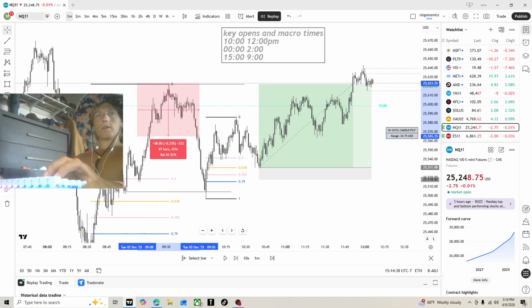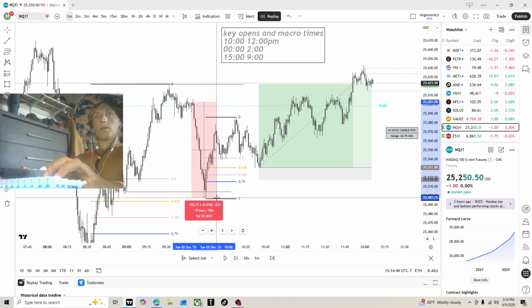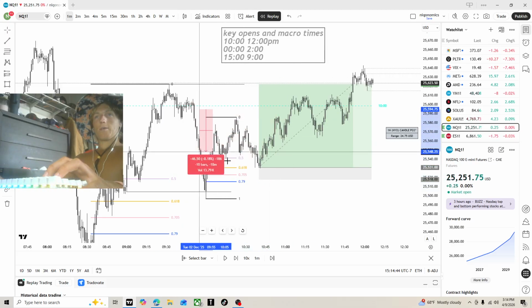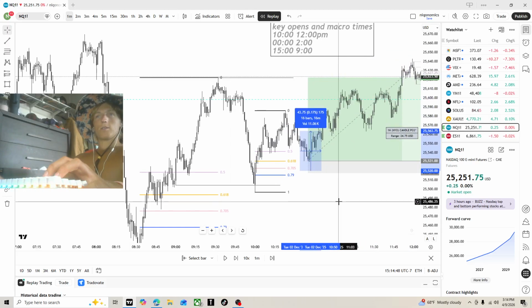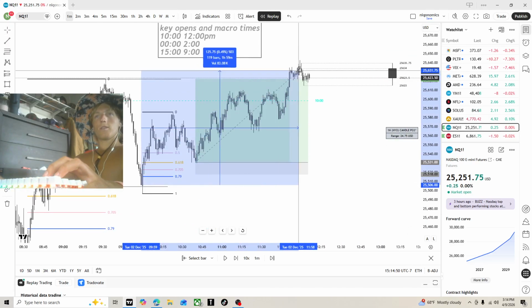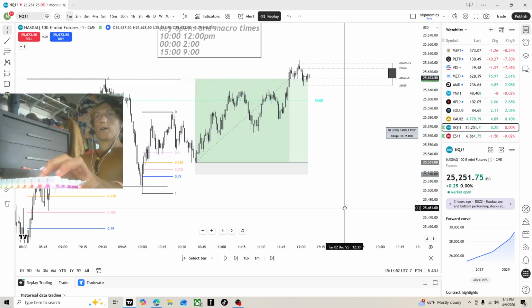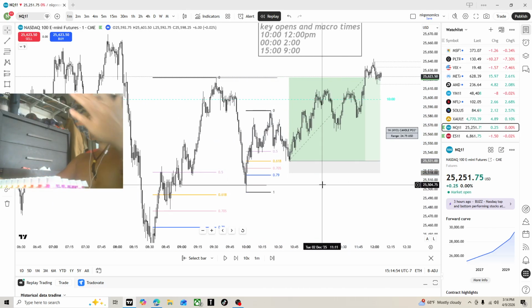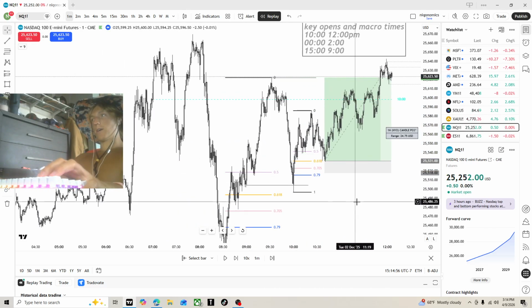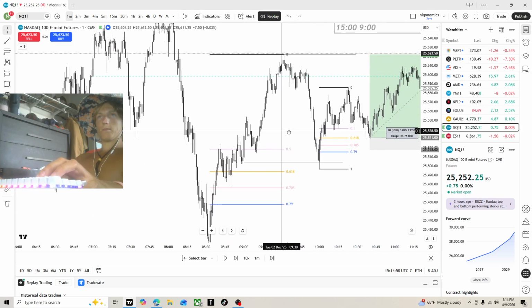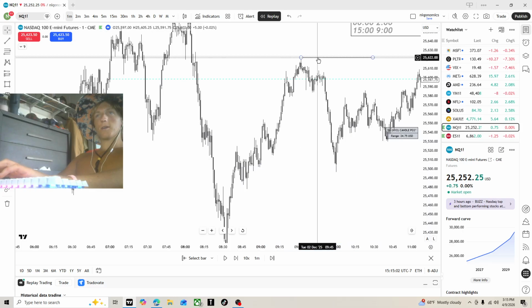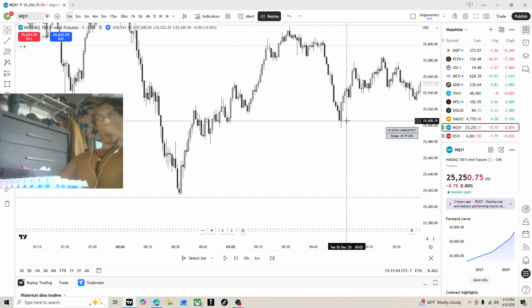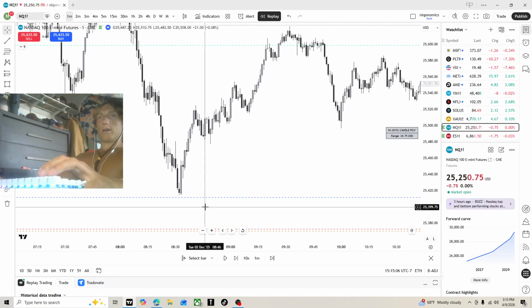accumulation up here, and then we manipulate lower, take out these lows, and then right here is just accumulation, and then we just deliver up. The delivery is from this to this. That's the delivery. It's basically AMD just using a singular candle. Let's see if there was another example at 10 a.m. Also, I'm on PST. That's why the times are different.